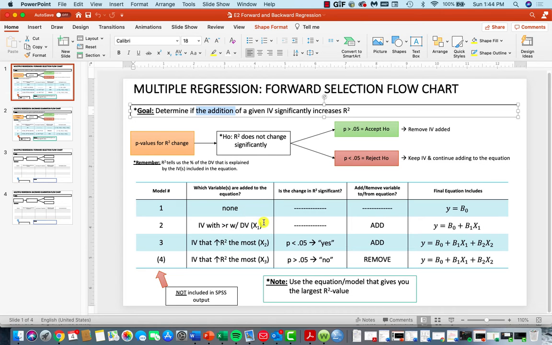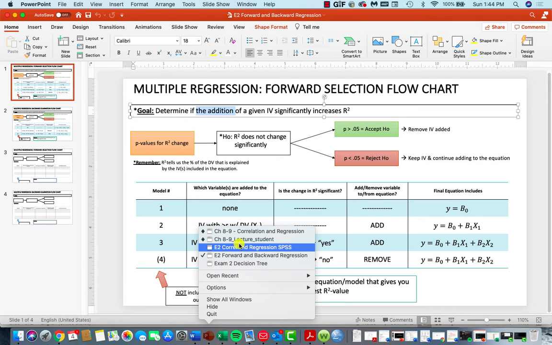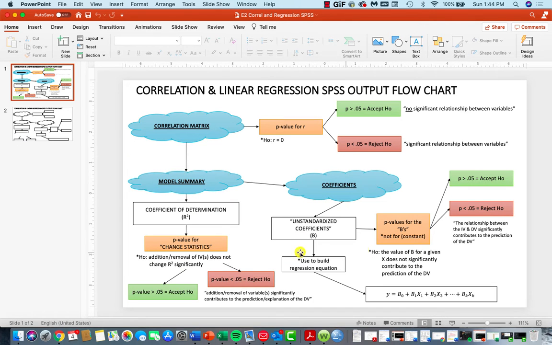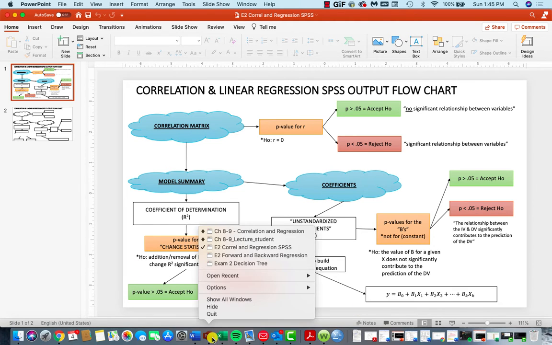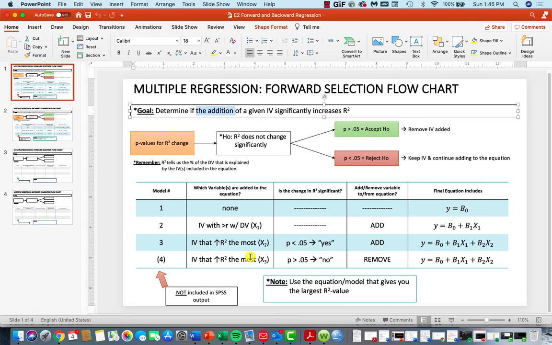And then for each subsequent model, we're just going to add a variable one by one to see if the addition is going to increase r squared significantly. So in your models table in SPSS, if we're going back to this one, we're looking further into this table here in the forward selection and backward elimination. You can reference back to that if it makes more sense to you.